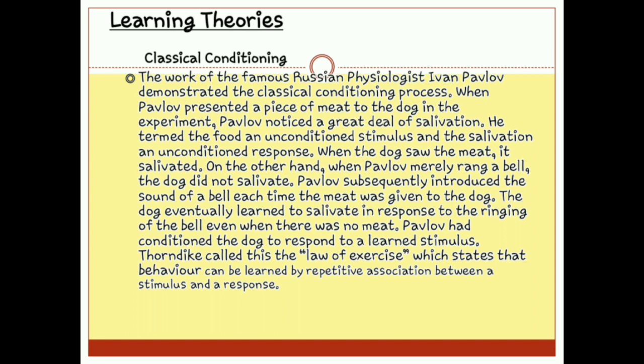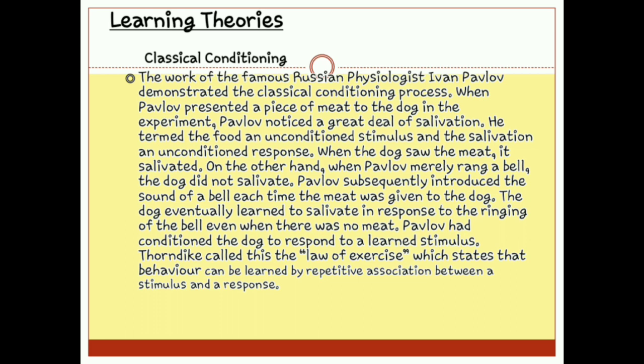So Pavlov has conditioned the dog to respond to the learned stimulus by giving the meat and continuously ringing the bell. This is also called the law of exercise, which states that behavior can be learned by a repetitive association between the stimulus and a response. So classical conditioning represents an insignificant part of total human learning. Classical conditioning is passive.